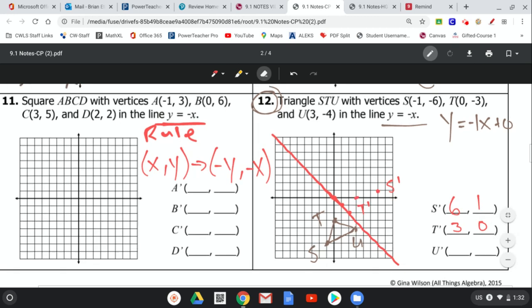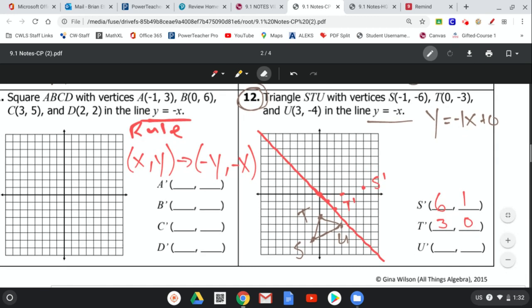All right, so we're finishing up U. So U has the coordinate of 3, -4. So that -4 becomes the first one, but remember we changed the sign, so it now becomes a +4, and this 3 becomes our y coordinate, and that becomes a -3. Okay, so that's going to be 4, -3.